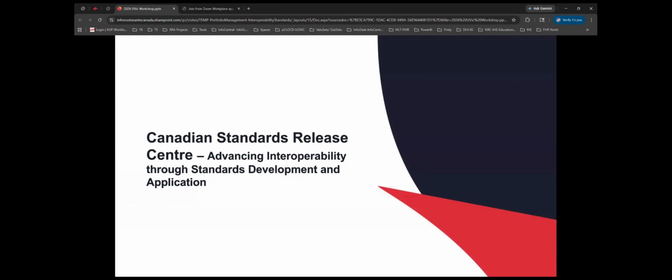Okay, so the Canadian Standards Release Center. This is where my team fits, the CSRC, or the Canadian Standards Release Center. If you look at InfoWay as an organization, at the national level, we focus on what needs to happen. And as I said, that's at the national level. But if you look at the CSRC, we focus on how this whole thing actually happens, essentially how standards are developed and adopted and how we make interoperability possible.